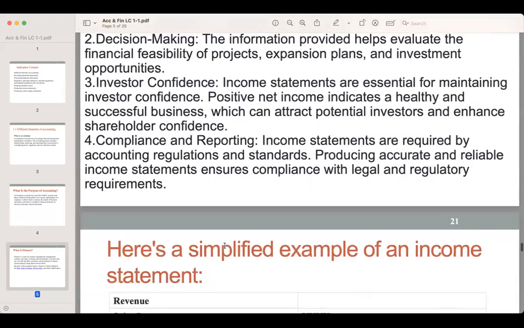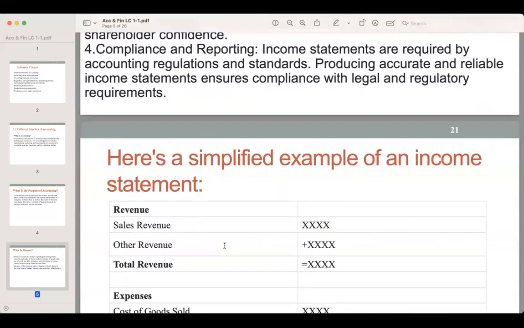Any questions so far? Here is a simplified example of an income statement. Here we have the revenue. This is the amount of money a company earns from selling its products or services. It includes things like sales revenue, fees, or any other income generated by the company's main operations.